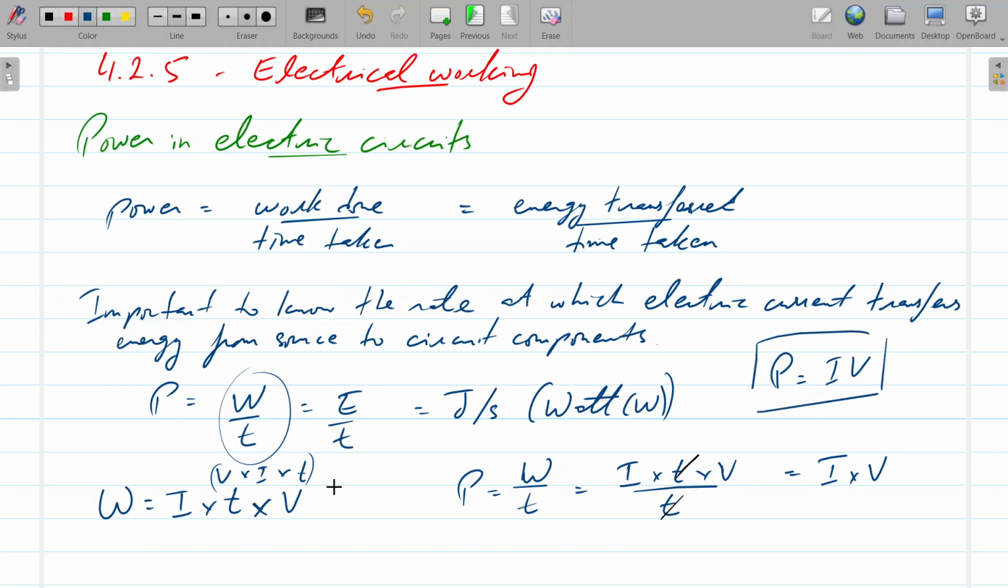So again, now you've got a way of moving things around depending on the kind of information you have. You have the work done, you have the time taken, or the energy transfer and time taken. You can do the calculation, apply it directly. If you don't have that, you can use the current and voltage.